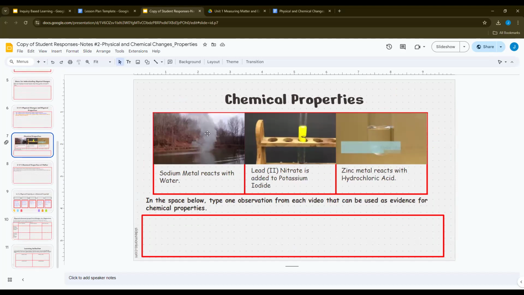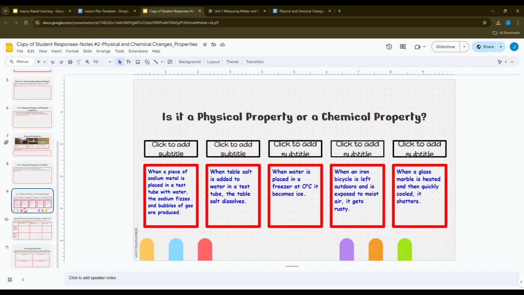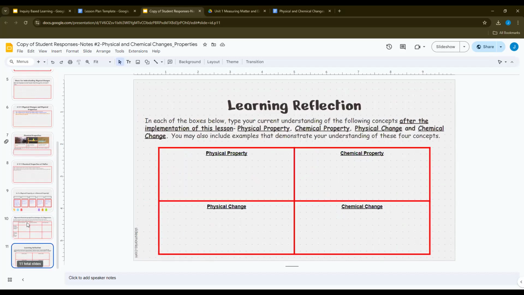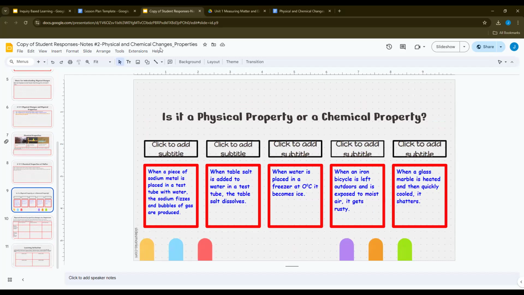I also included three videos for students to watch specifically to help the students that struggle with reading comprehension. They might need that little bit of an extra help. So those three videos give the students a visual representation of what these chemical properties look like. At the end of the lesson, these are the three slides that I'll be using, slides 9, 10, and 11, to see how much the students actually learned from the particular delivery of the lesson.